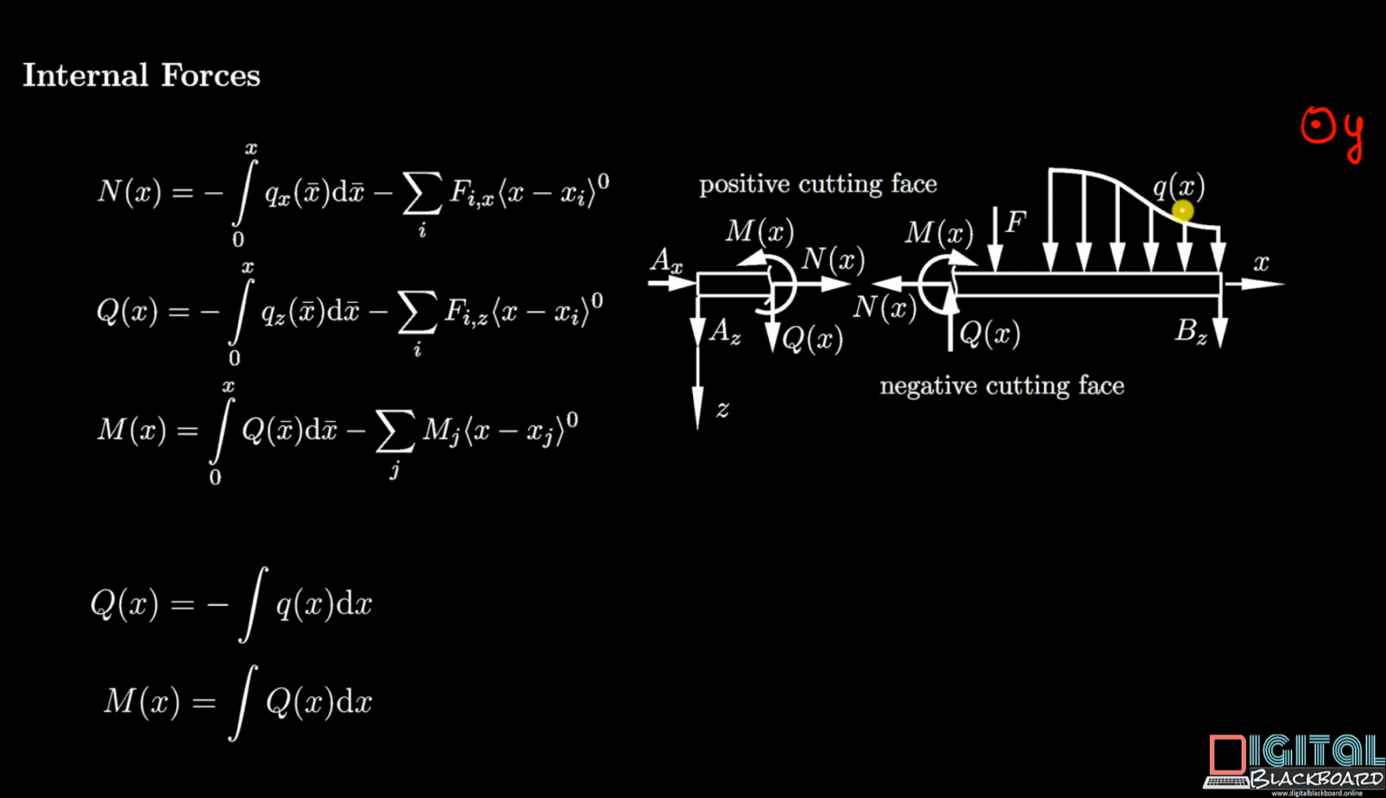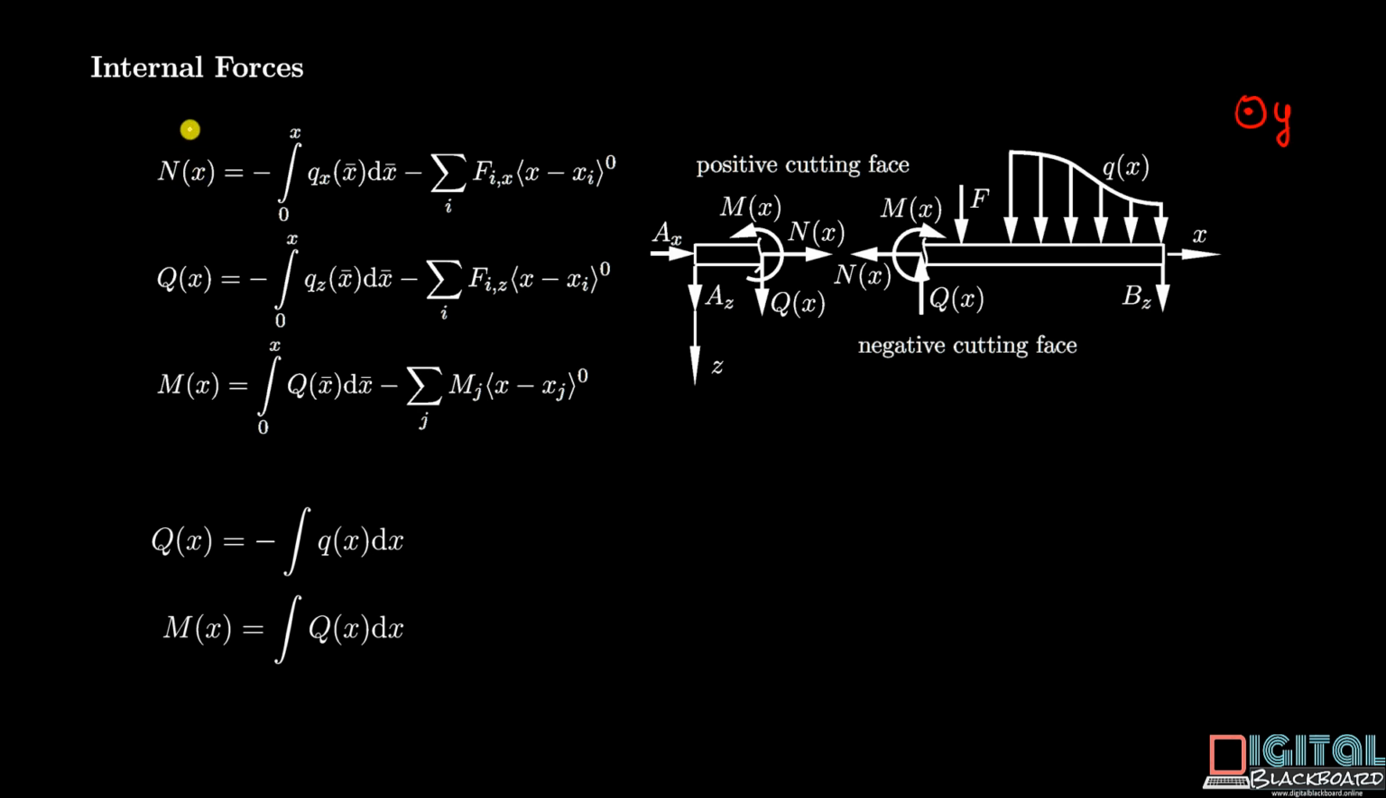For the distributed loading, downwards is considered positive. For the reaction forces, we typically assume them to be pointing in the positive coordinate directions. So all these reaction forces are positive. The applied force here is also positive, pointing in the positive z direction.